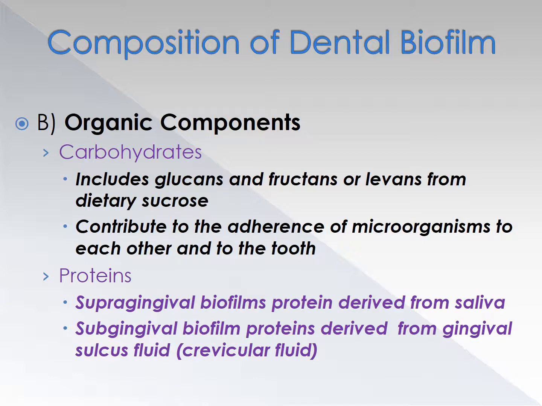All right, our organic compounds include carbohydrates and proteins. And our carbohydrates include the glucans and fructans or levans from the dietary sucrose, and they contribute to the adherence of the microorganisms to each other and to the tooth. The proteins: supragingival biofilm protein is derived from saliva, but subgingival biofilm proteins are derived from the gingival crevicular fluids. So that's that fluid that's in the sulcus or the pocket of the tooth.